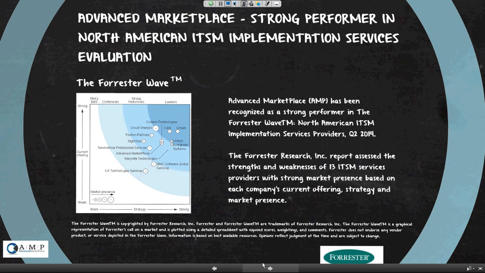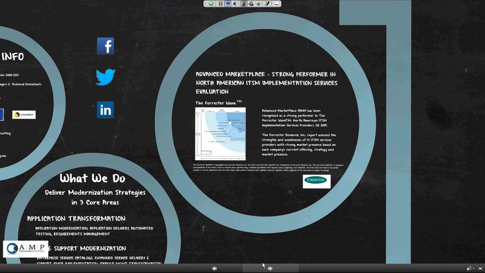They recently released their first ever ITSM implementation company wave, where they identified some folks in the market who had strong ITSM consulting presence, went through a process very similar to what they do on tools, and put those folks in there. I think the part that's most important to us, to Advanced Marketplace, specifically about the wave, was that with respect to their ranking on modernization, a strategy for legacy modernization, we had the highest scores in that category, which is really where our focus is. So we were very pleased with that, and hopefully that gives you a little bit of background.